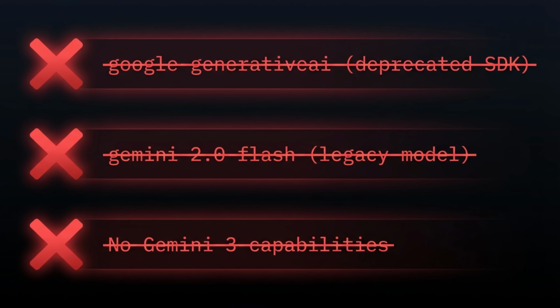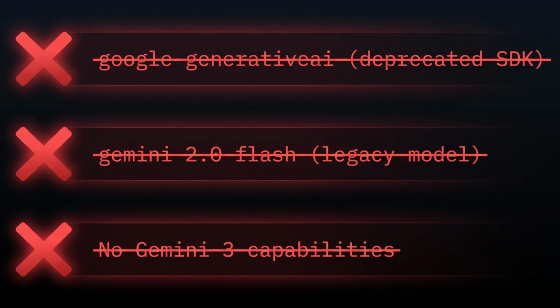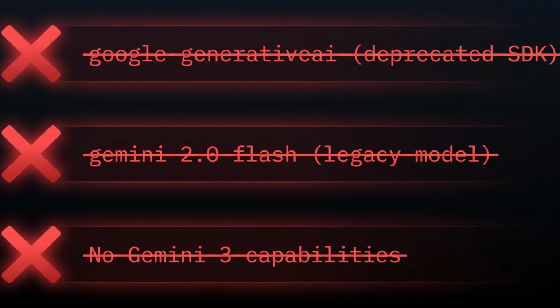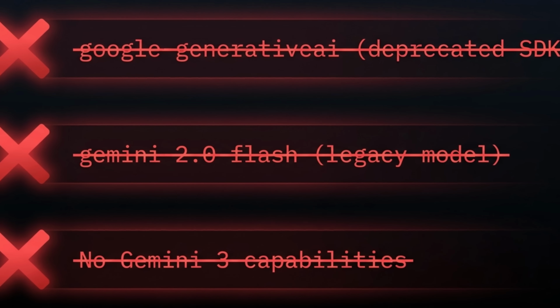Now, if this skill wasn't there, here's what happens. Your agent defaults to the old deprecated Google Generative AI SDK. It picks legacy models like Gemini 2.0 Flash. It doesn't know about Gemini 3's new capabilities like native image generation with search grounding. And you end up with code that looks right, but is actually already outdated the moment it's written.